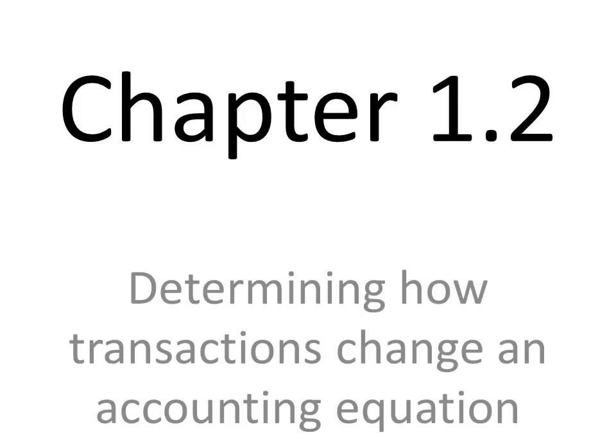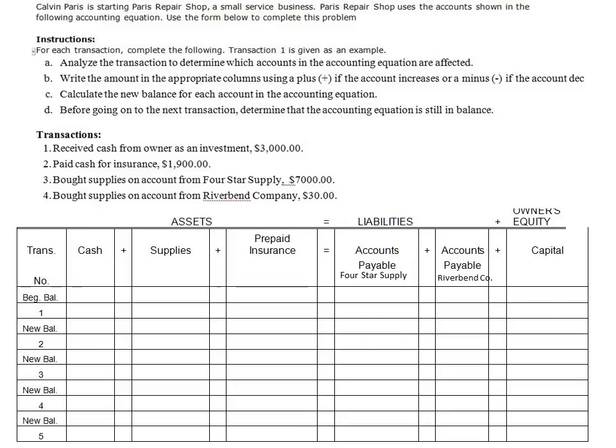Chapter 1.2, Determining how transactions change in a counting equation. In this lesson we're going to talk a little bit about Calvin Paris. He's starting a repair shop. It's a small business service. Paris Repair Shop uses the accounts shown in the following equation: cash, supplies, prepaid insurance, accounts payable 4-Star Supply, accounts payable Riverbend Company, and capital.